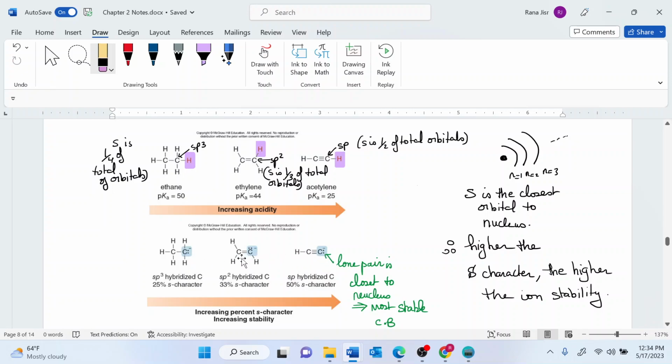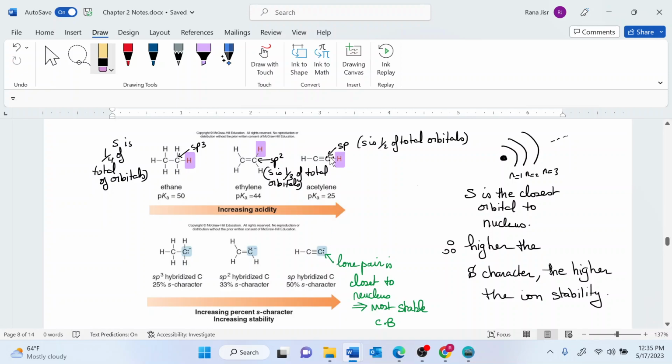The stability of the conjugate base here lies on how close the lone pairs are to the nucleus. And the closeness of these lone pairs depends on the s character of the orbitals. So the more s character, or the more percentage of s orbitals you have, the more stable is your conjugate base. This is the anion. The more stable is the anion, the more acidic is the acid.